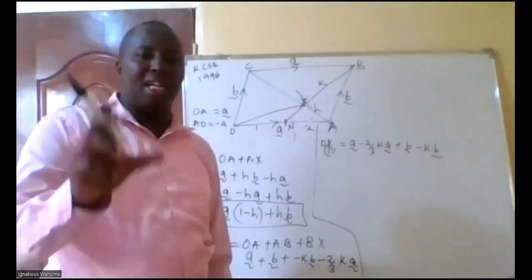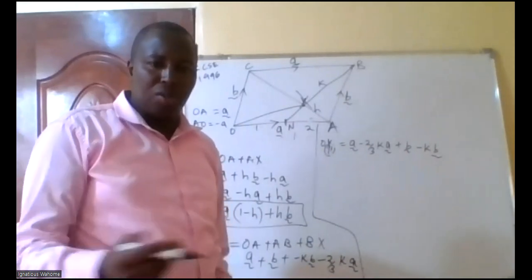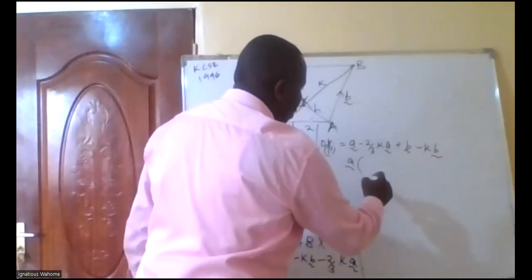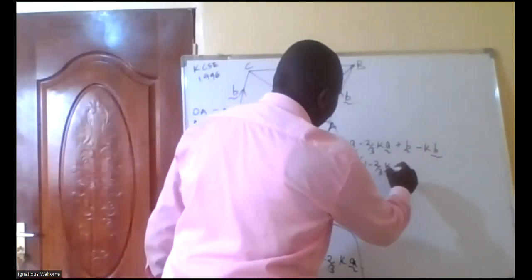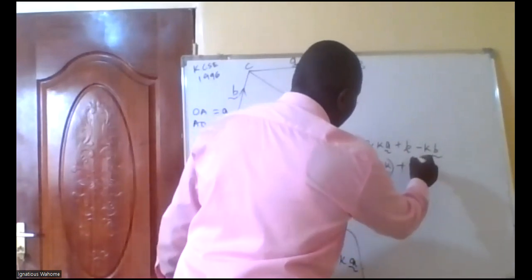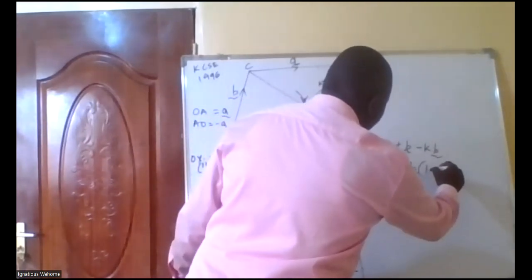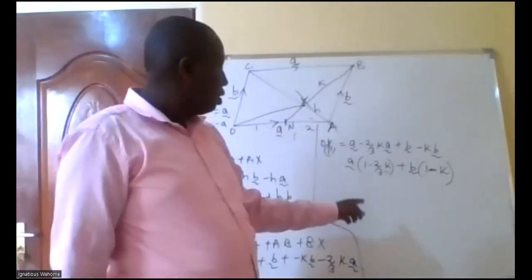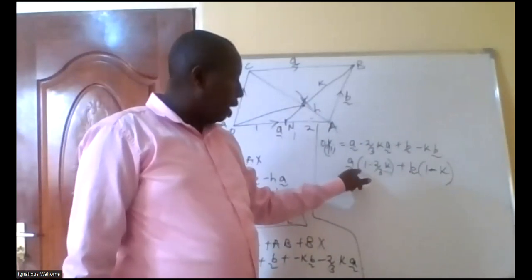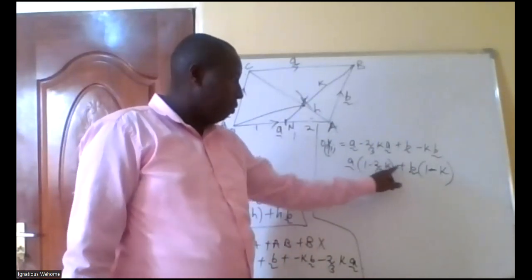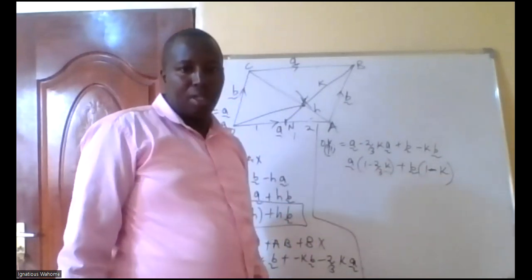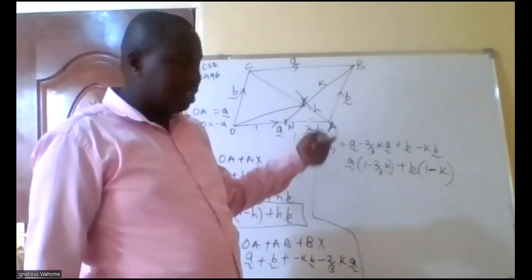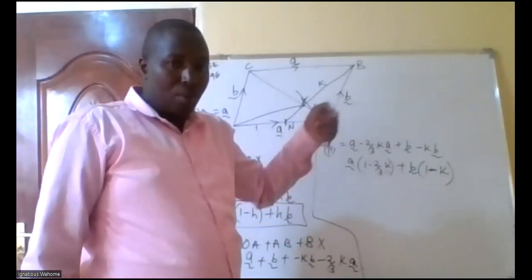Once you bring the right terms together, you factorize. So in this case, factorize A: A is common, 1 minus 2 over 3K, plus B is common, 1 minus K. And these are vectors. You factorize vector A in bracket 1 minus 2 over 3K plus vector B in bracket 1 minus K. You already have the two vectors, OX1 and OX2.